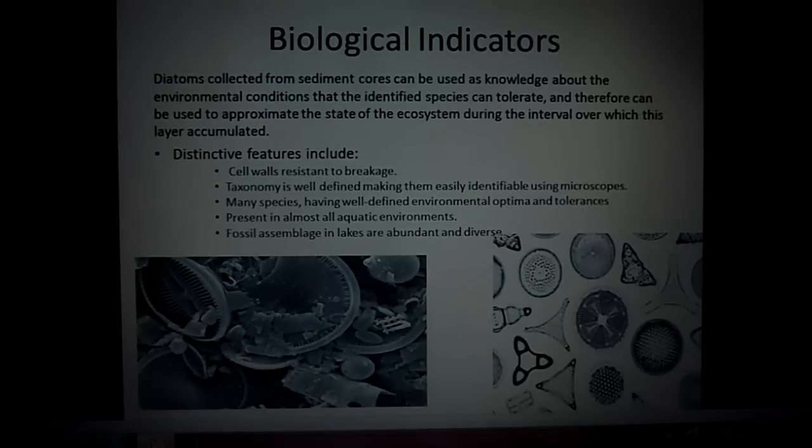They're the most widely used group of indicators for research, due to the fact that siliceous cell walls are resistant to dissolution and breakage. Taxonomy is well defined, and the size, shape, and sculpturing of these valves are taxon specific, making them easily identifiable using microscopic techniques. Many species have well-defined environmental optima and tolerances, and they're present in almost all aquatic environments. And also, fossil assemblages in lakes are often abundant and diverse.